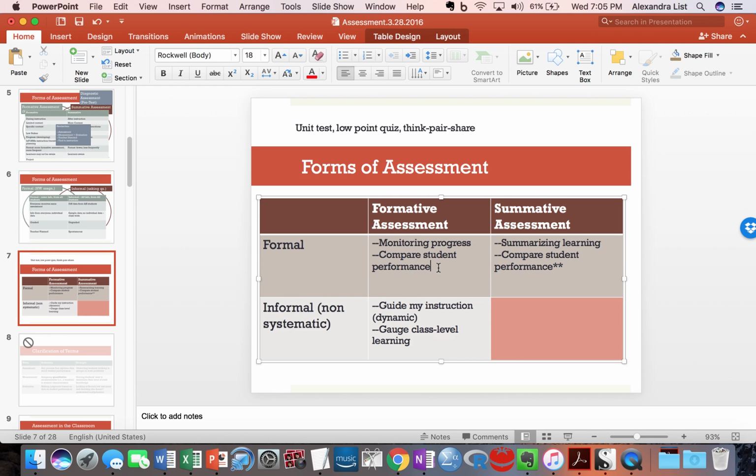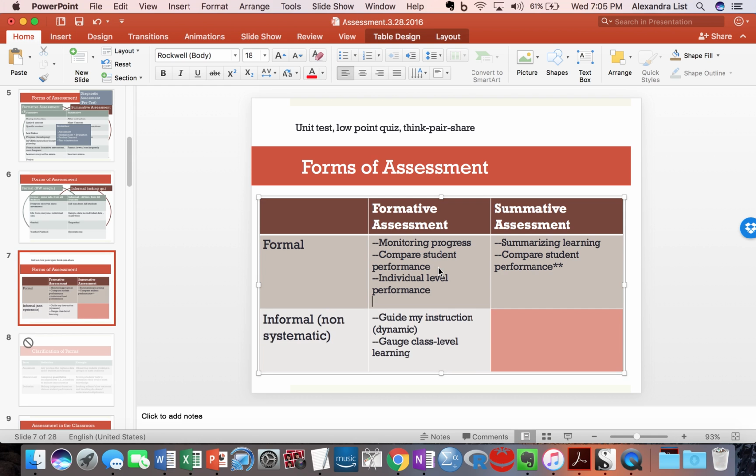Formative assessment, all types of formative assessment, of course, gives me information on individual level performance. And it helps me plan instruction. And so both types, both formal and informal formative assessment, really guide the instruction that I do day to day. But when I'm talking about informal assessment, I'm really thinking about it kind of minute by minute, right? During the course of class.